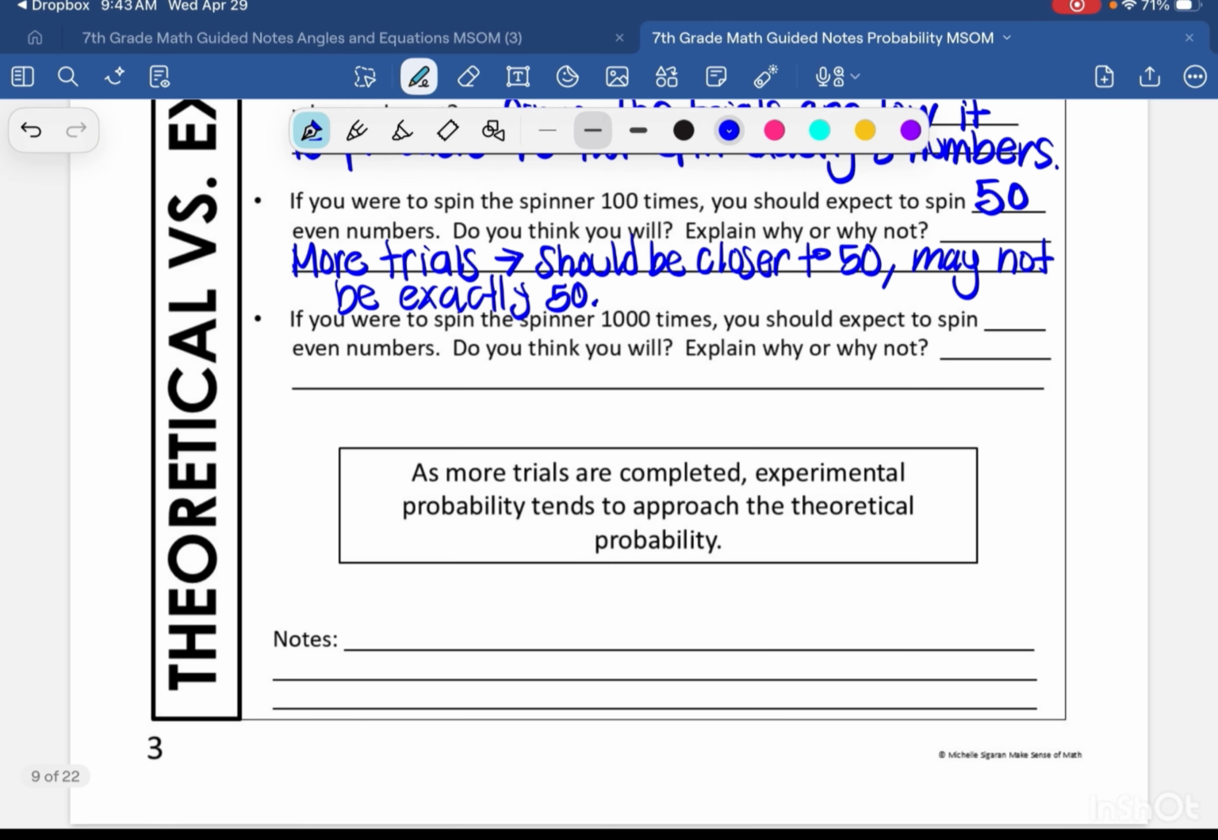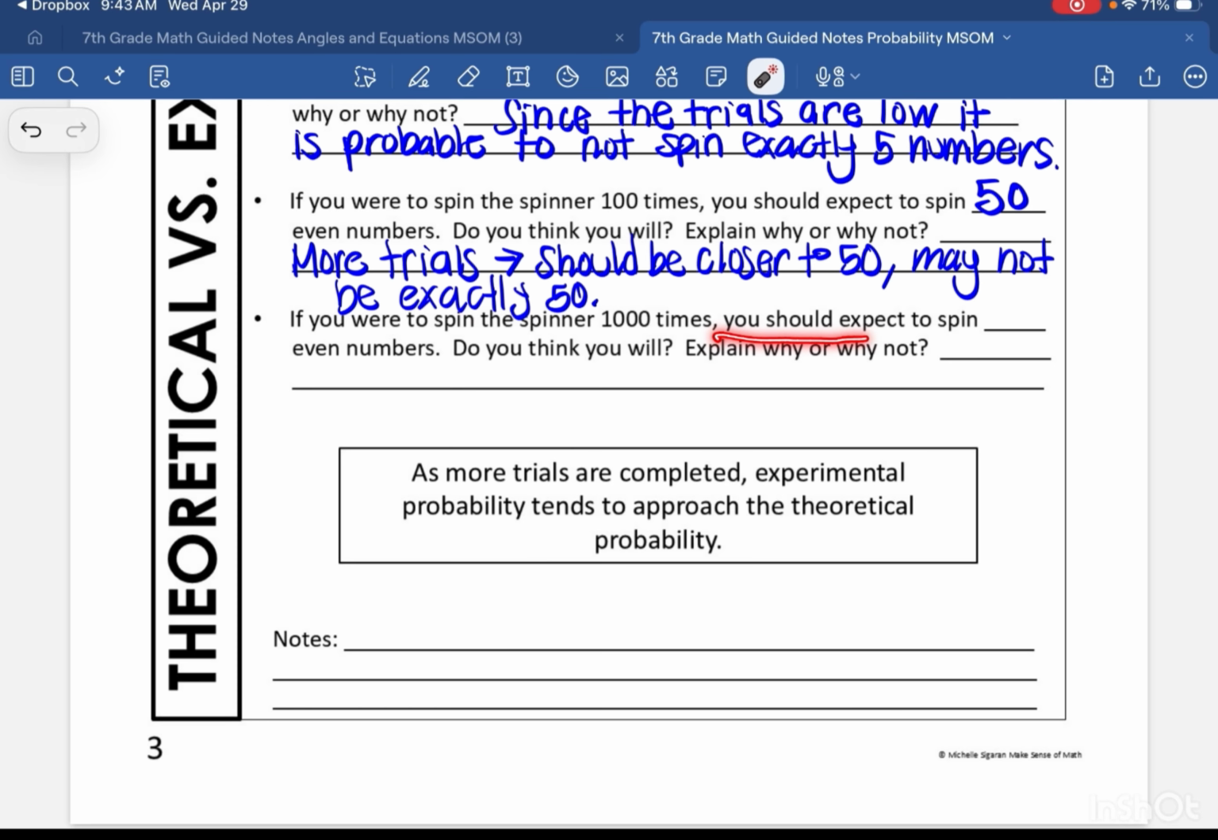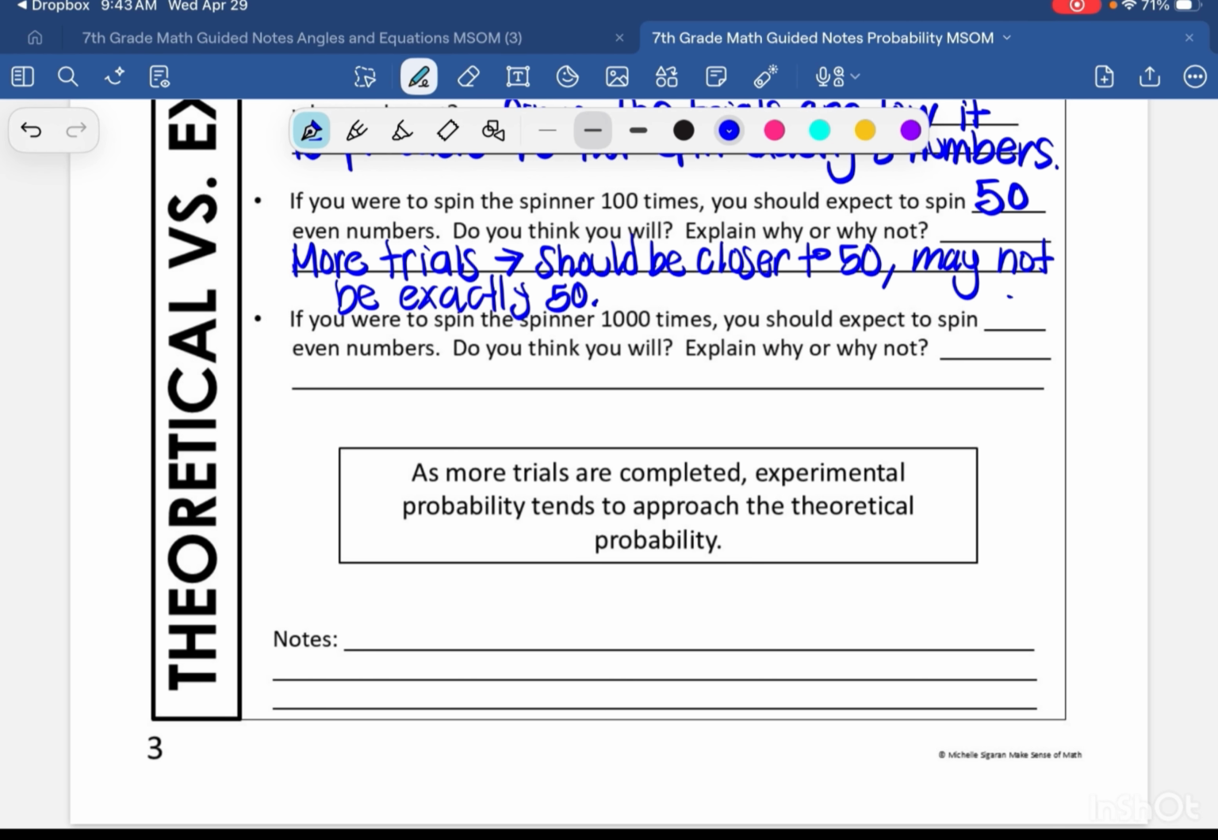If you were to spin the spinner 1,000 times, you should expect to spin how many even numbers? Again, 50% is going to be 500. Do you think you will? Explain why or why not. Well, my number of trials is increasing, so I am going to get closer and closer to my theoretical probability. Am I going to get exactly 500? Probably not, but should be closer.